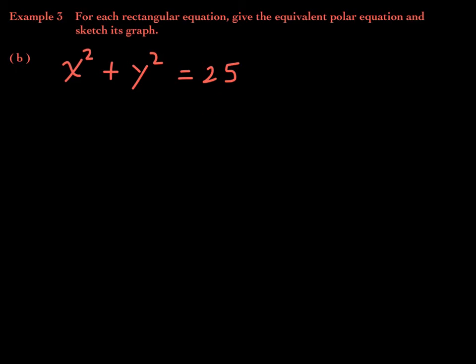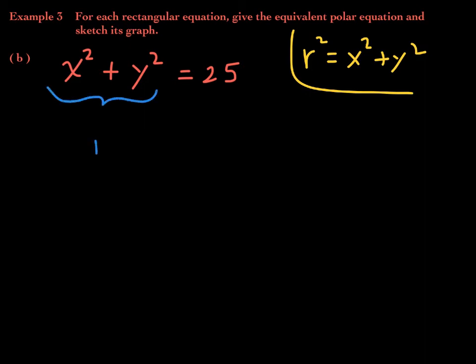Now, as far as the polar equation, remember this. Let me write it on the side. Remember that r squared is equal to x squared plus y squared. So we can just make that substitution. This whole left-hand side is just r squared. Now, if I take the square root of both sides, I'll get that r is equal to 5 or r is equal to negative 5.